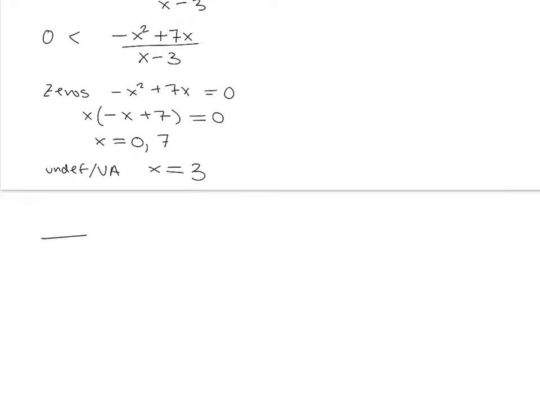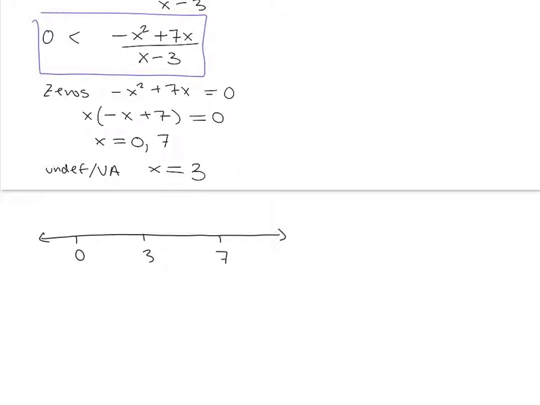Okay, so now make your number line. On there we have 0 first, 3 next, and then 7. And shoot, I can't plug in 0. And remember, when you're plugging them in to look at the sign, you're looking at this guy. So what's a good test number to the left of 0? -1.